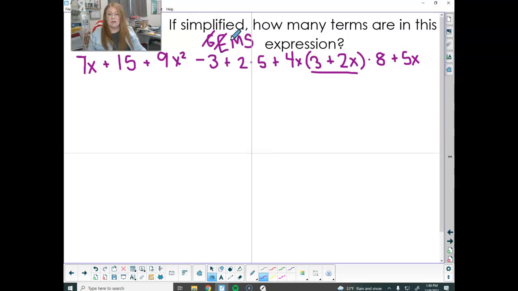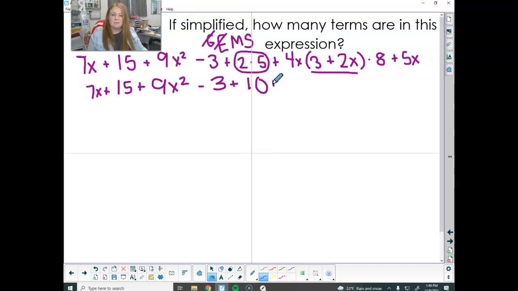So now we're going to go to our M for multiply or divide. So looking across here, I've got add. I can't do anything with my x here. Subtract, add. Oh, here's one. I can do this here. So I'm rewriting 7x plus 15 plus 9x squared minus 3 plus 2 times 5 is 10 plus 4x, 3 plus 2x times 8 plus 5x.